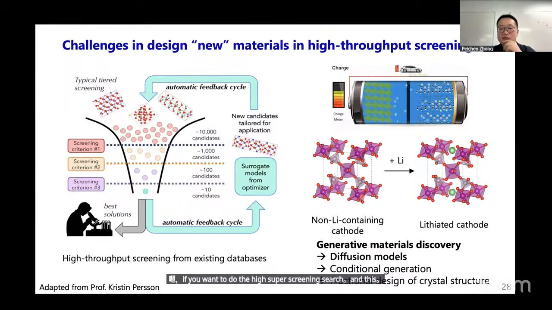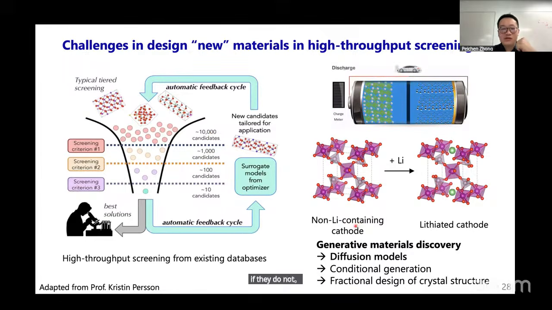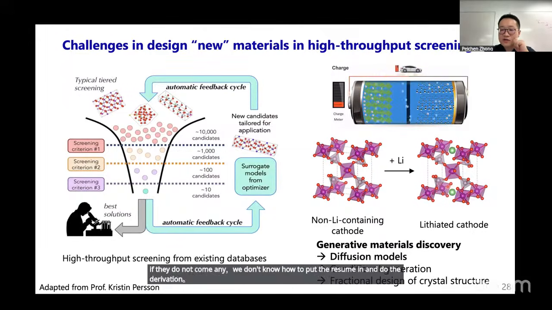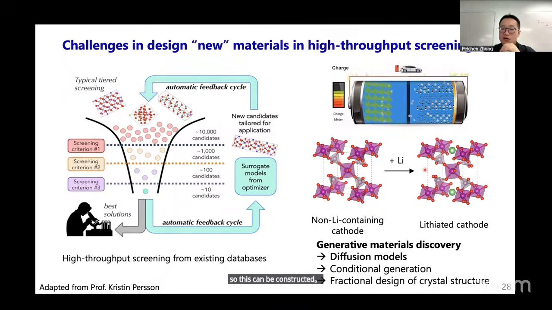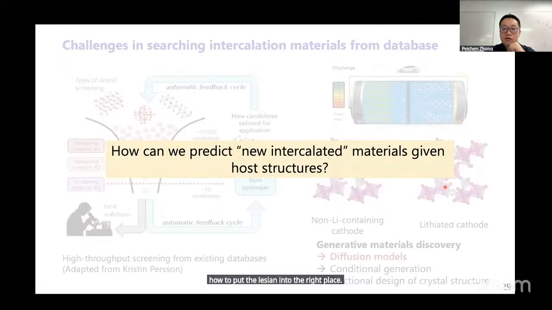Particularly for the non-lithium-containing cathode, if you want to do a high throughput screening search, this can be hard because generally people start with the composition. They first look at the crystal structure database for whether the materials contain lithium, and they compute the properties. If they do not contain lithium, we don't know how to put the lithium in and do the derivation accordingly. So this can be constructed as a machine learning problem: given a host, how to put the lithium into the right place. Predicting the intercalation can also be approached by a generative model, such as a diffusion model.